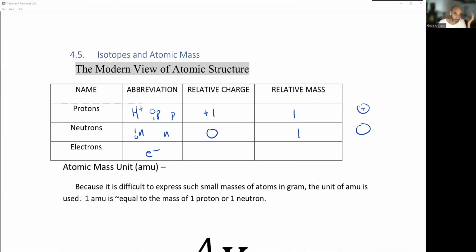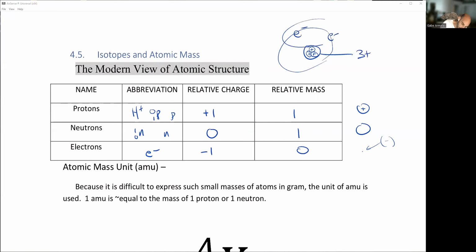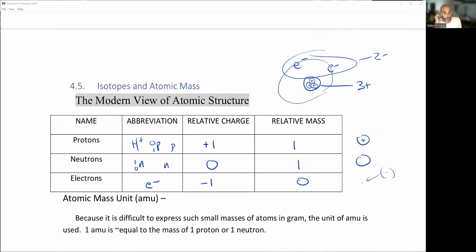An electron, E-, has a relative charge of -1, but it has basically no mass compared to the other parts. An electron is just like this little dot with a negative charge. That gives you an idea of the size comparison. So if I have 3 protons in the nucleus and 2 electrons around the outside, I have 3+ from the nucleus and 2- from the outside, and we get an overall charge, which is the combination of those two. The overall charge is +1.